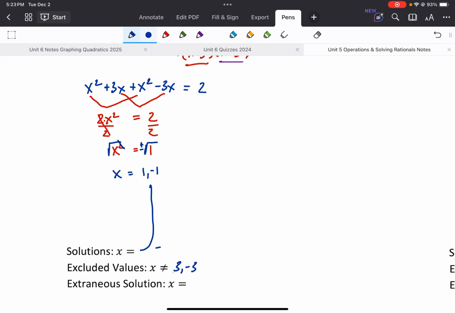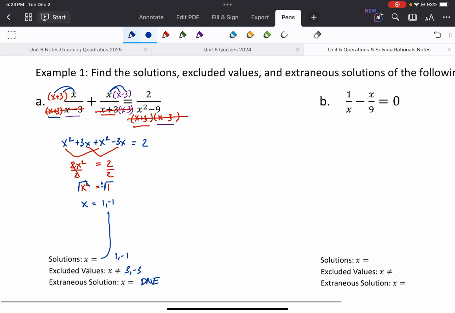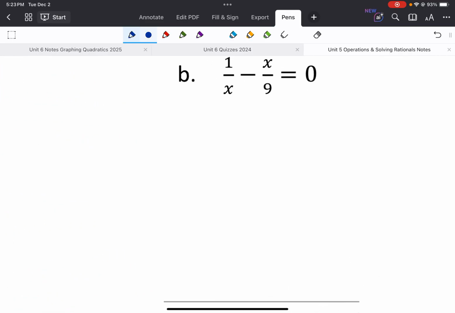And then again, last time we talked about, maybe I'll write this here, so 1 and -1. Extraneous solutions are solutions that end up being the same as an excluded value. So it can't be both. For this case, we don't have an extraneous solution because our solutions are not excluded values. So we'll just say D and E. Okay? All right, so let's just try a couple more.